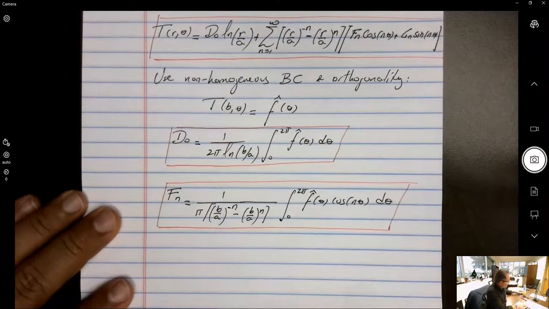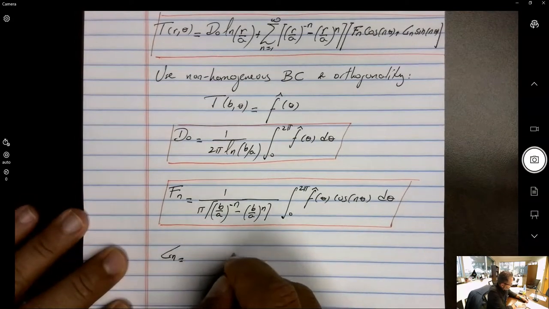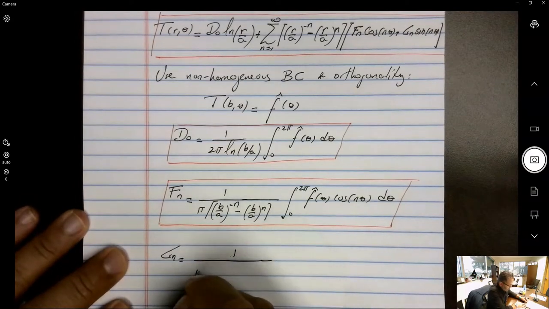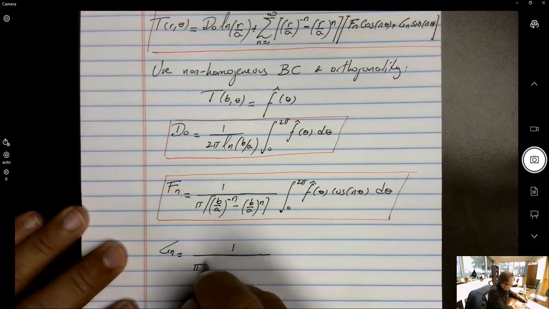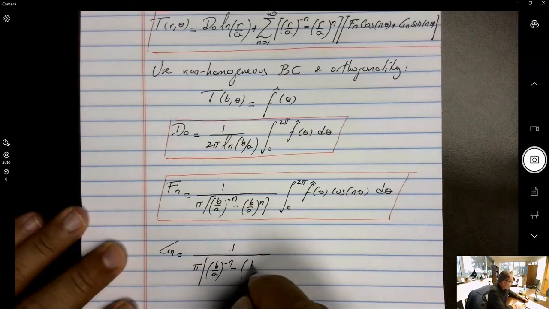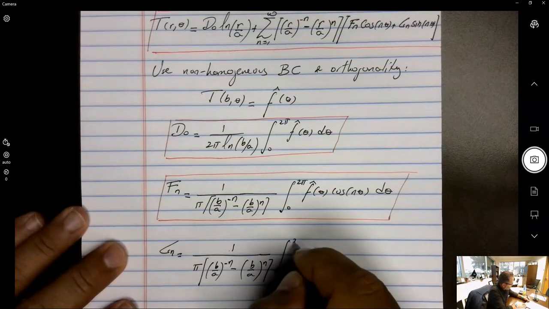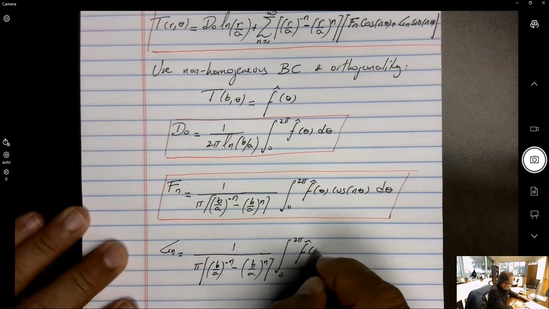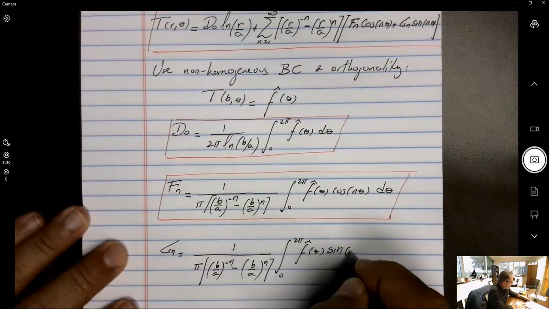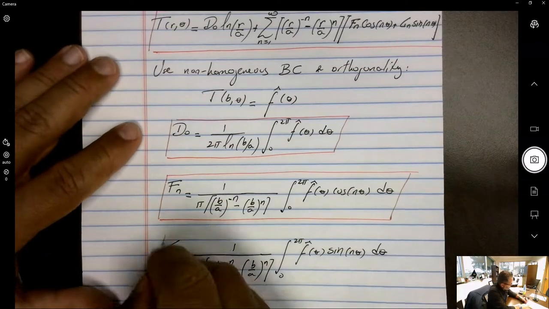And finally, gn is equal to 1 over pi times b over a to the power of minus n minus b over a to the power of n, the integral from 0 to 2 pi of f of theta sine of n theta d theta. And there are the three constants of integration.